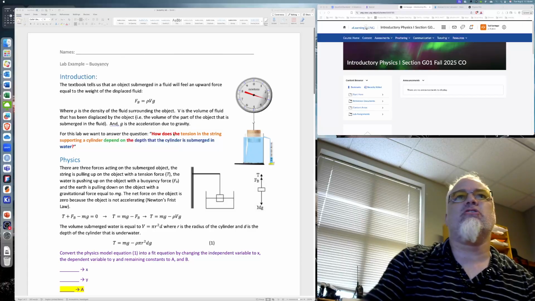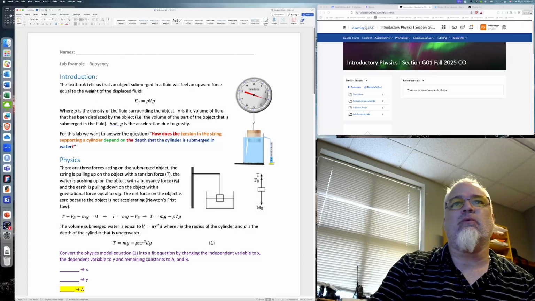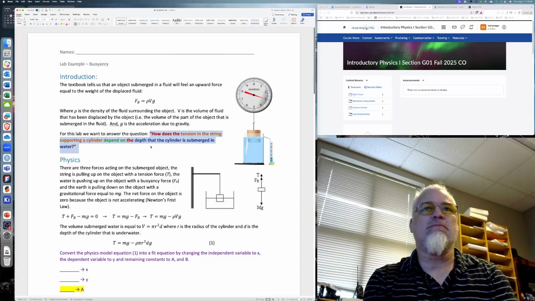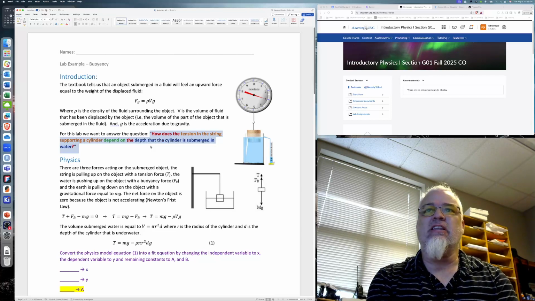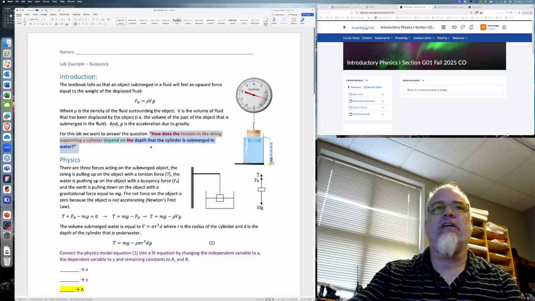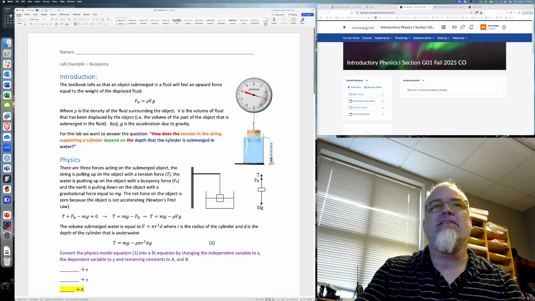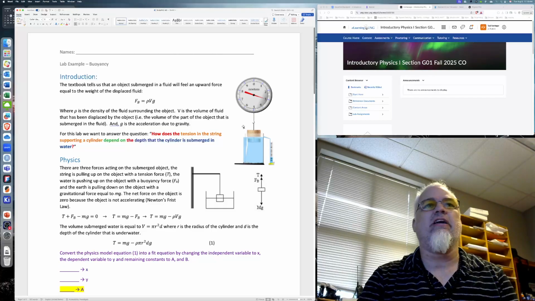Every lab starts with an introduction which has a question that the lab is meant to answer. So for this lab, we want to answer the question, how does the tension in the string supporting a cylinder depend on the depth that that cylinder is submerged in water? So here we've got a cylindrical object that's partially submerged in water, and we're measuring the tension in the string, and the deeper the cylinder is underwater, the less tension we will see in the string.